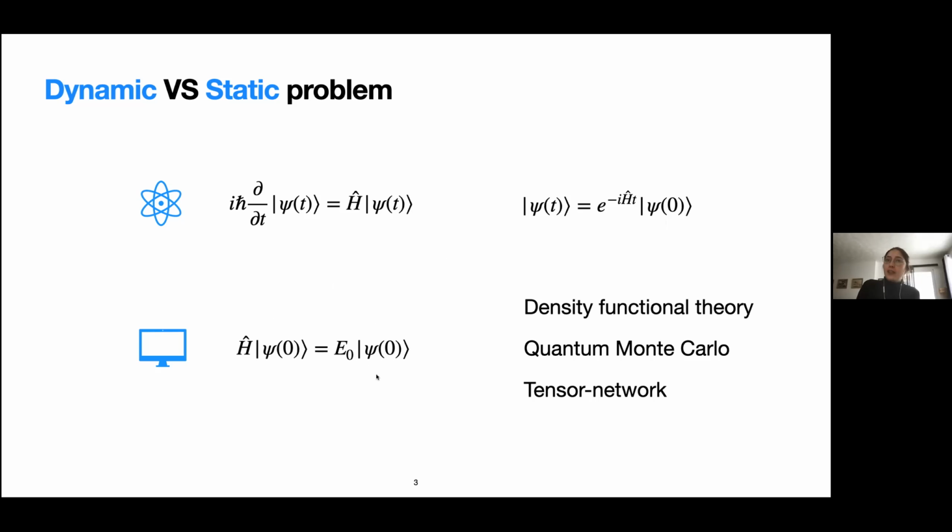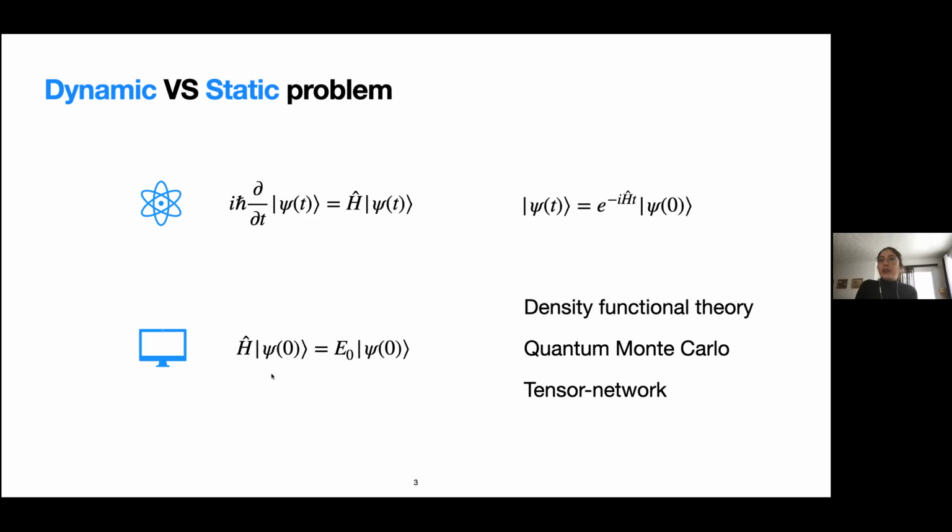Here I have kind of an abuse of notation. I just wanted to emphasize that we want to find the instantaneous ground state of the Hamiltonian. So it's not a time-dependent Hamiltonian here, but really a time-independent problem.